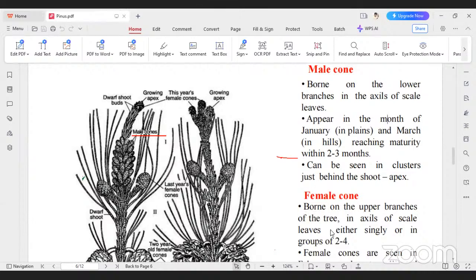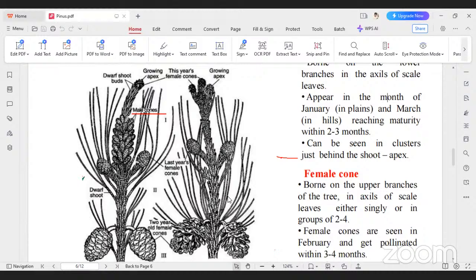The female cone is borne on the upper branches of the tree, in the axils of the scale leaves, either single or in groups. Here the male cones are small and in a group, which makes compound cones. But the female cone, even when in a group, is just two to four. The male cone group has more than four, but the female cone only two to four.